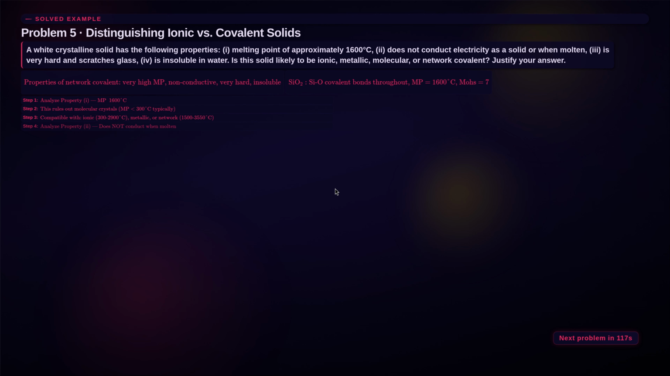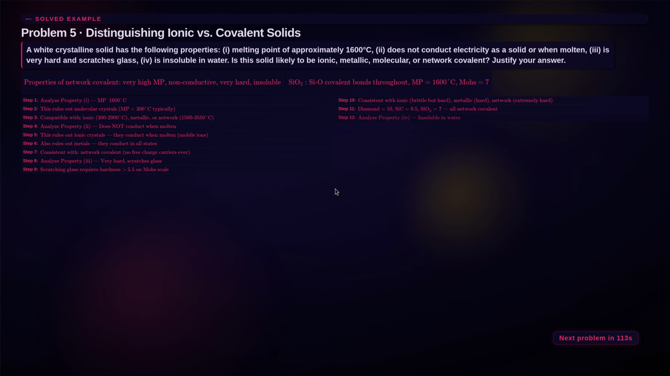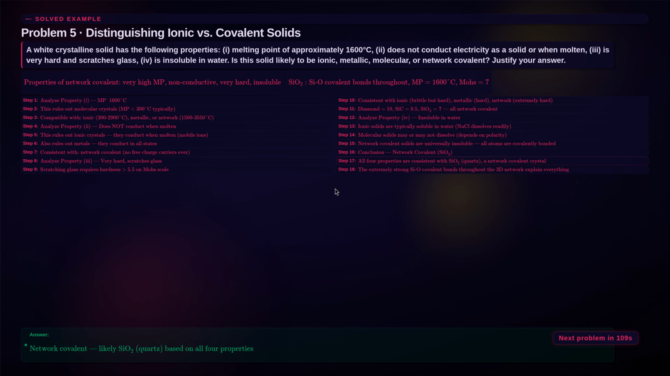Problem 5. A white crystalline solid has a melting point of about 1,600 degrees Celsius. It does not conduct electricity as a solid or when molten. It is very hard and scratches glass. It is insoluble in water. Identify the type of crystalline solid and justify your answer.